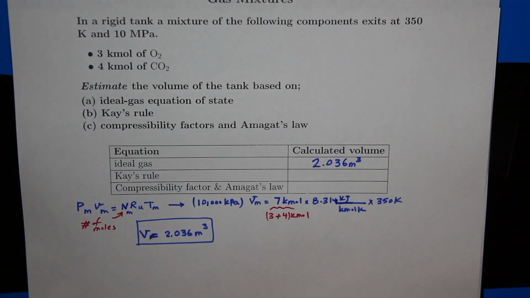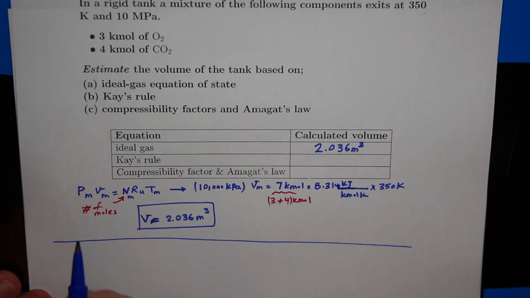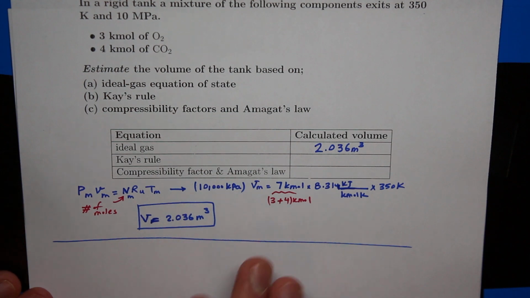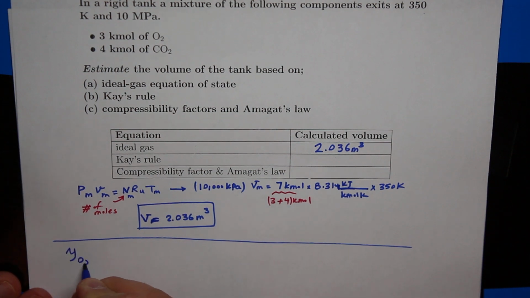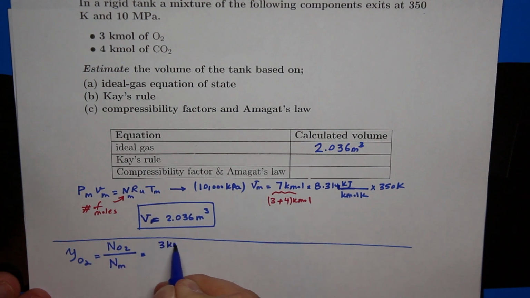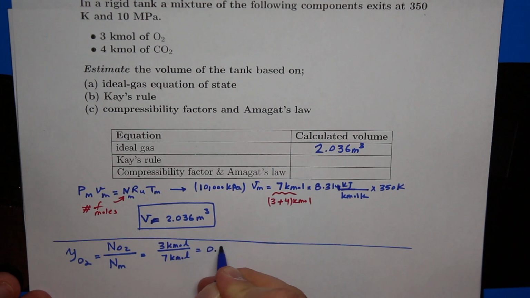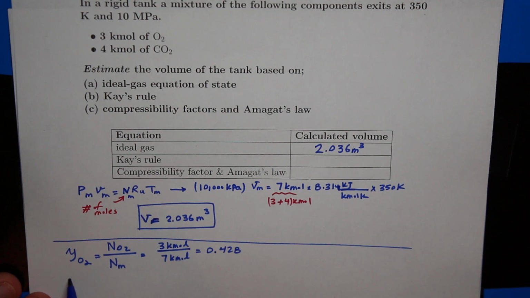In order to do that, the very first step in part B is to obtain the mole fraction of each component. So let's say I have oxygen and I have CO. The mole fraction of oxygen is going to be the number of moles that I have in oxygen over the number of moles that I have in the mixture. For oxygen I have 3 kilomole, and for the mixture I have 7 kilomole, and that gives me a mole fraction of 0.428.